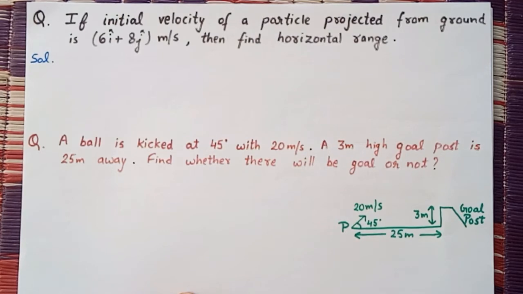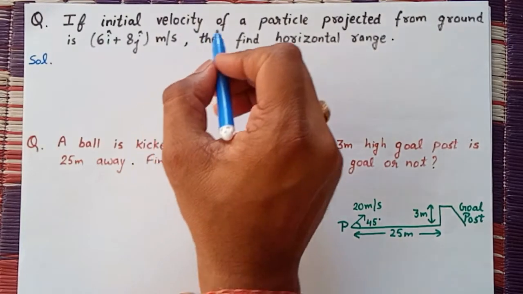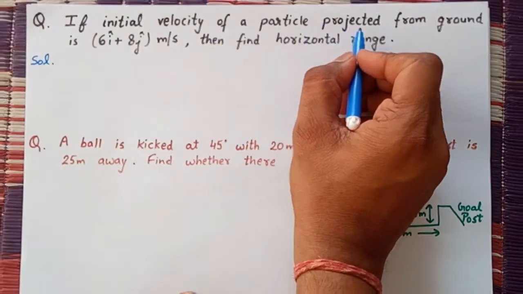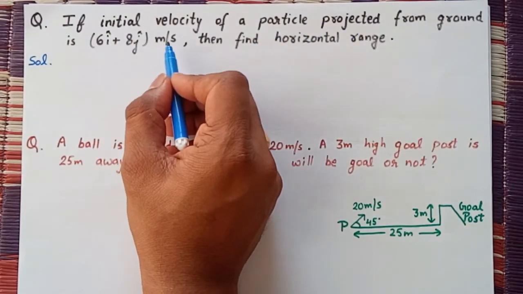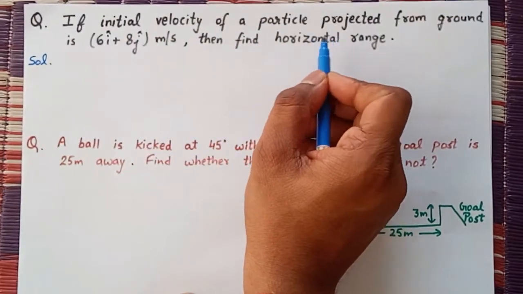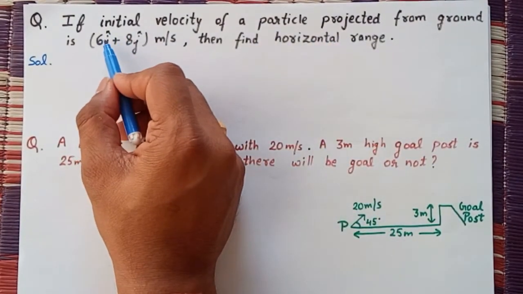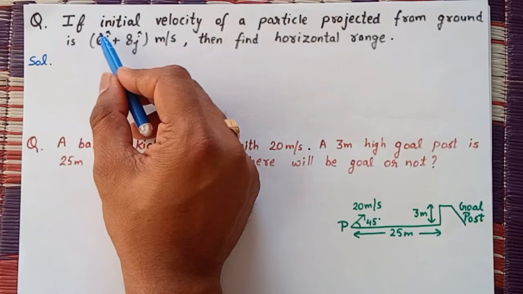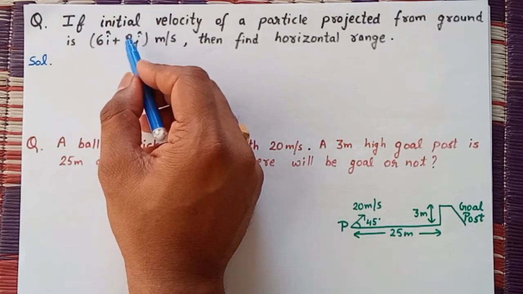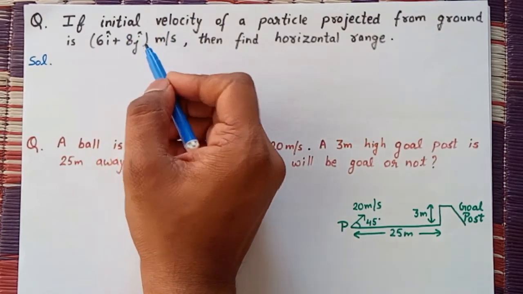In this video, we will solve some examples or the questions on projectile motion. So our first question is, if initial velocity of a particle projected from ground is 6 i cap plus 8 j cap meter per second, then find the horizontal range. See, this velocity has both horizontal component as well as vertical component. So I can say that it is the question of angular projection.